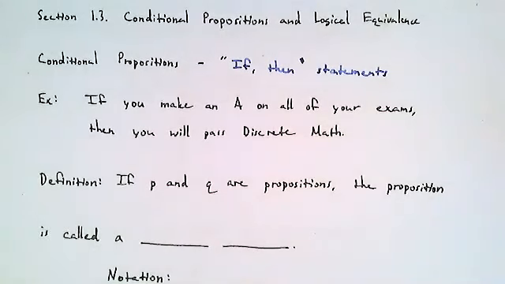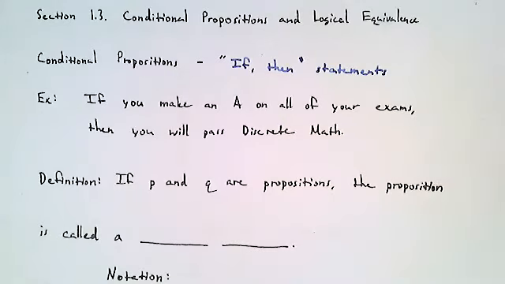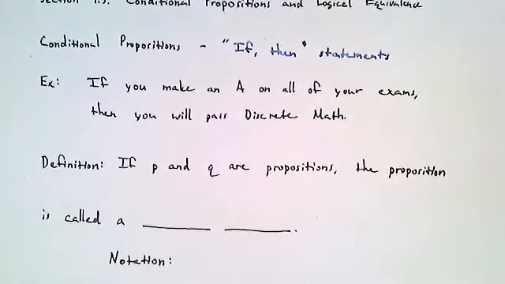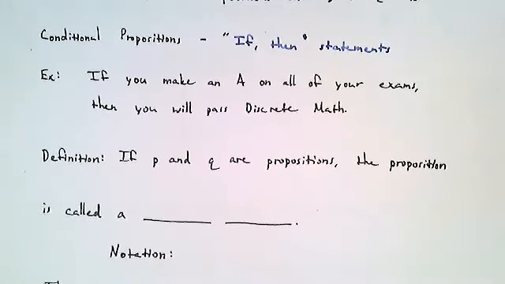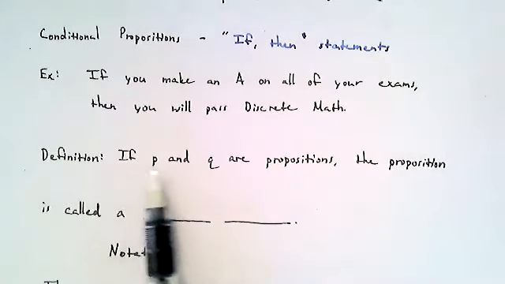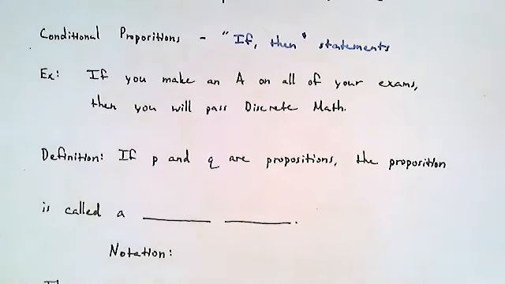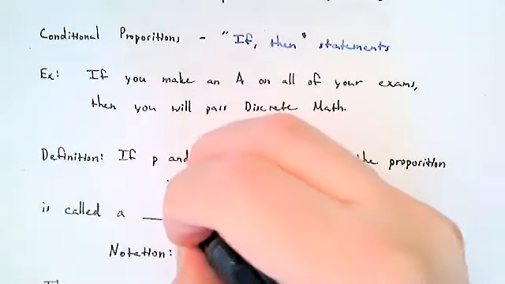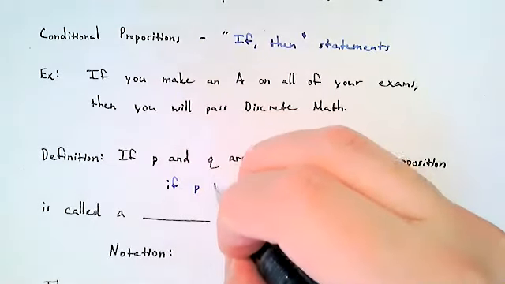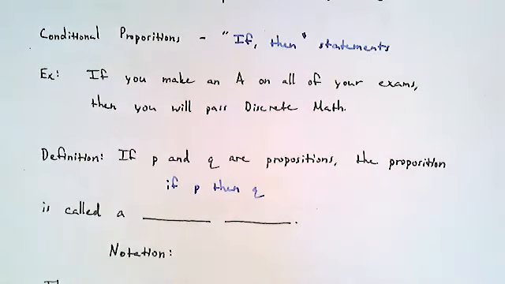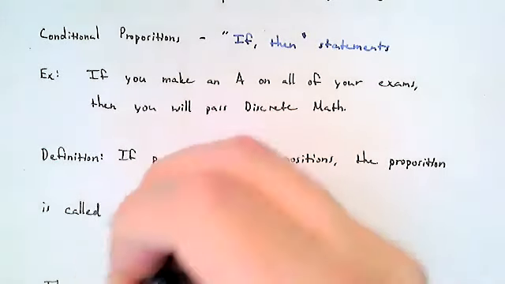But since we're talking about logic, we need to be a bit more concrete in our definition. I can't just say this is the English phrase and then we go from there, because we need to eventually talk about truth tables. So what we'll do next in the definition is here. If P and Q are propositions, then the proposition if P, then Q, so I'm kind of translating my English into more logical kinds of things, this proposition is called a conditional proposition.